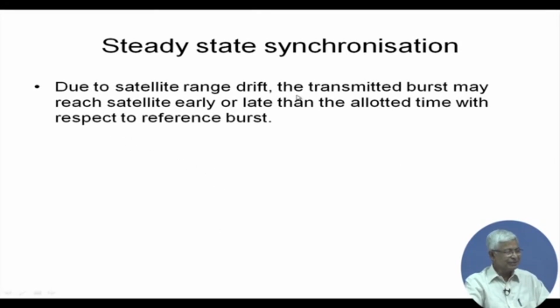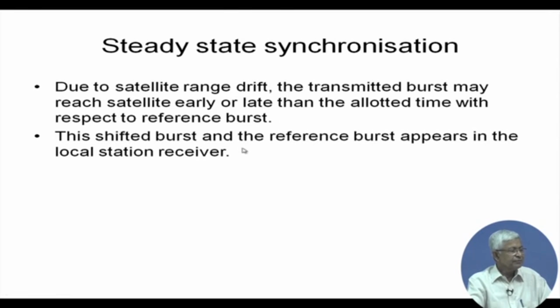Due to satellite range drift, the transmitted burst may reach the satellite early or late than the allotted time with respect to the reference burst, because this is after you have acquired. After that also the satellite is drifting. So, you have acquired and you have fixed the clocks such that it will transmit exactly based on your calculation of the d. But then the satellite itself is drifting. So, there will be more delays, either more or less delays. So, continuous synchronization is required, that is steady state synchronization.